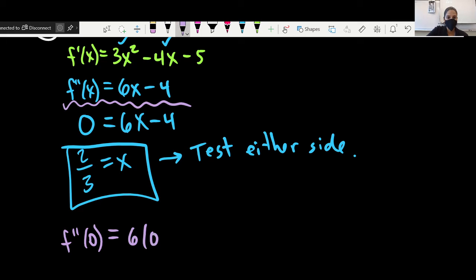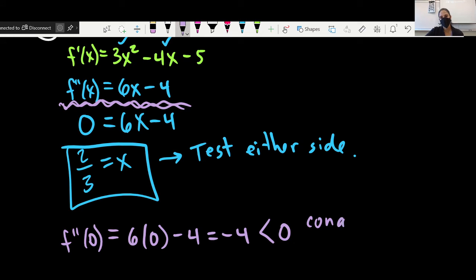So we would have 6 times 0 minus 4, and it's coming from that equation there. So we would find that this is equal to negative 4, which is less than 0. So I know it's concave, oh boy, concave down. So it would have that kind of a shape.